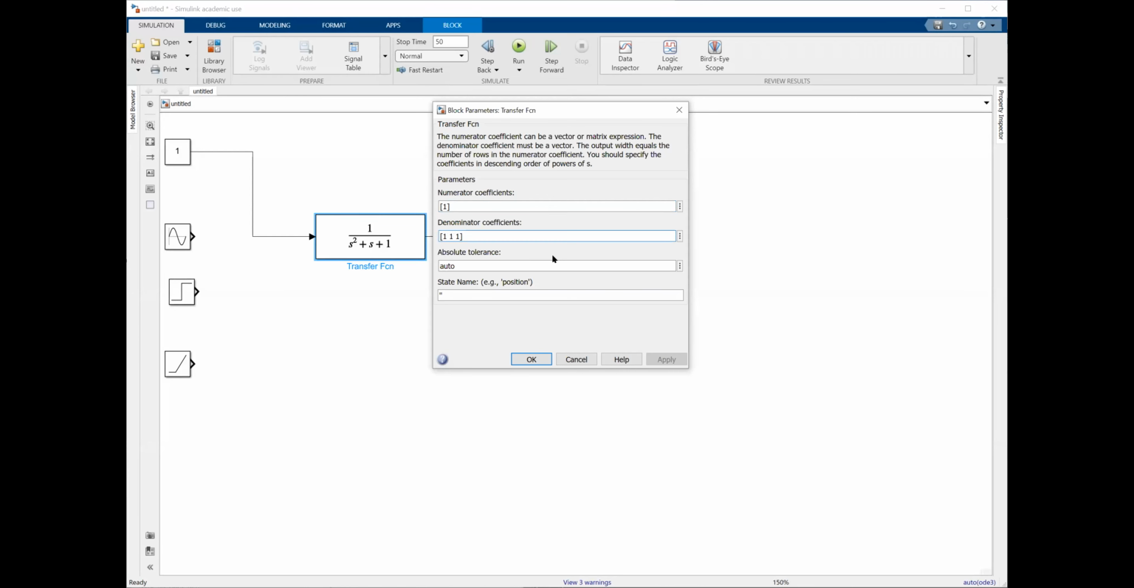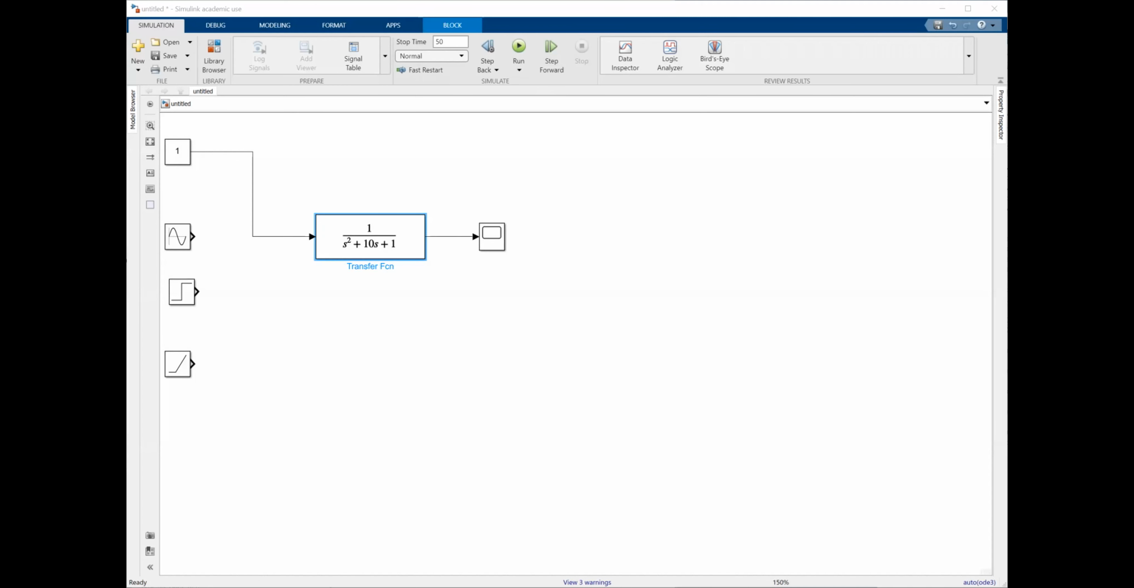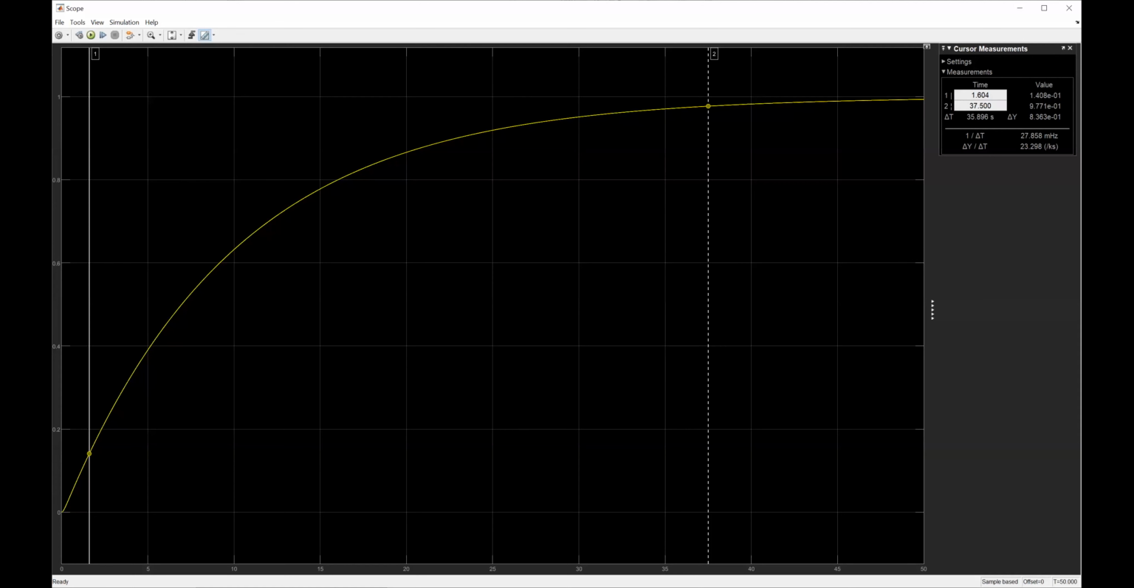and see what happens. You will notice as soon as you hit run, wow, the system response does not look like what it was earlier. The system starts at 0, but it doesn't go to 1 even though the time is 50 seconds.